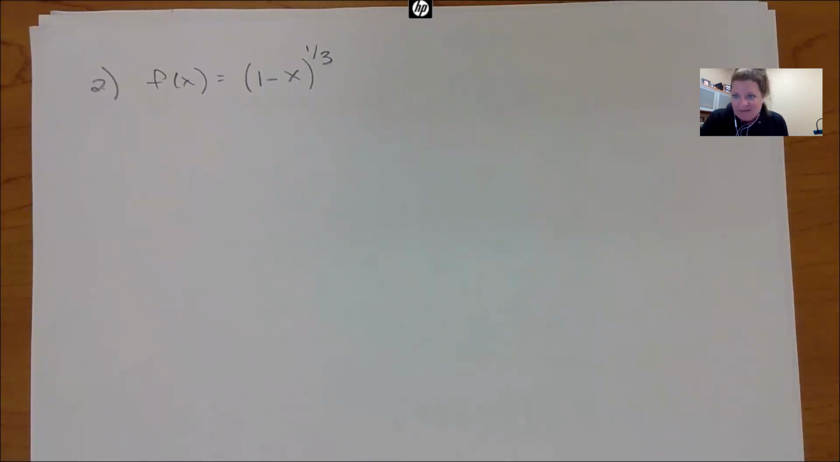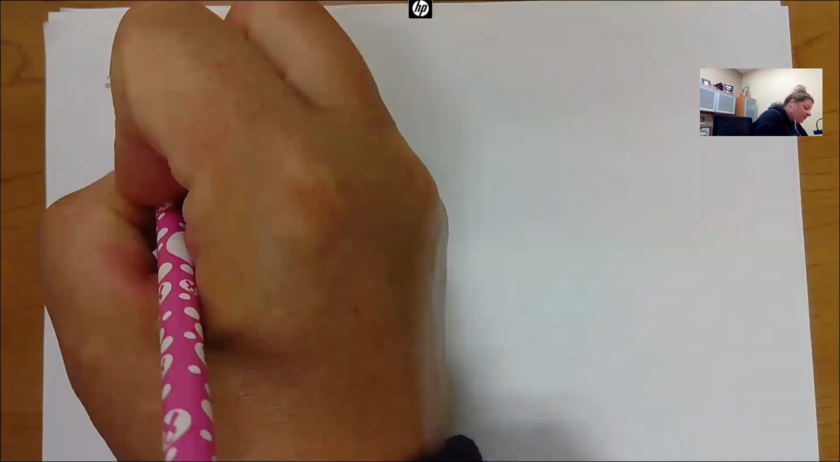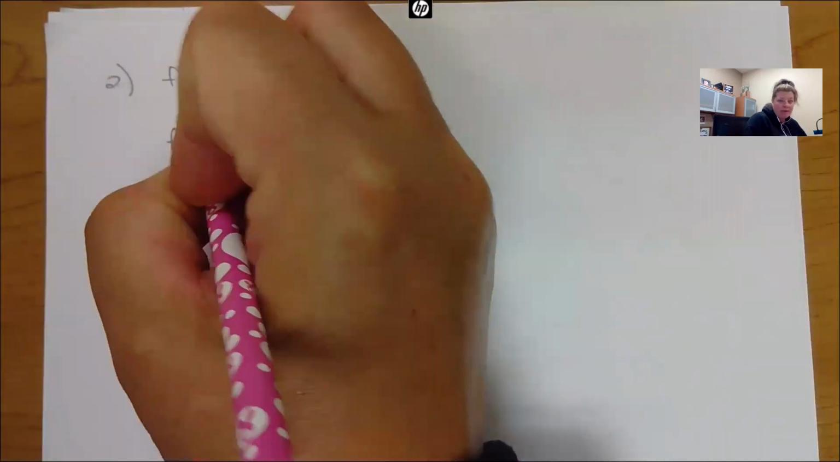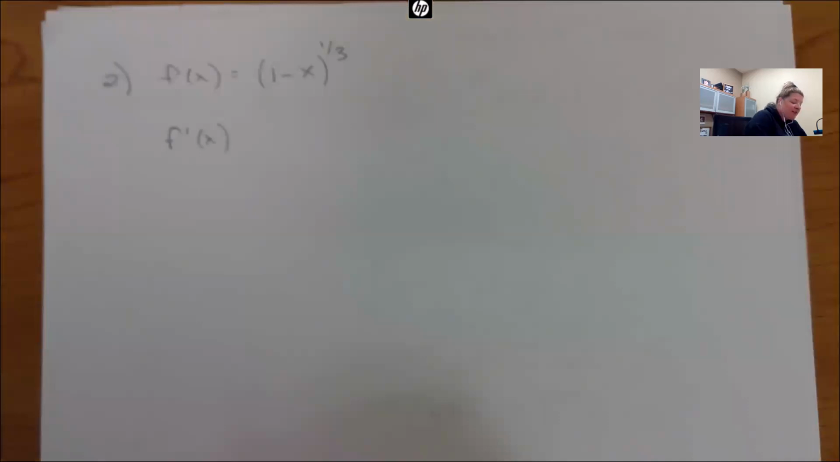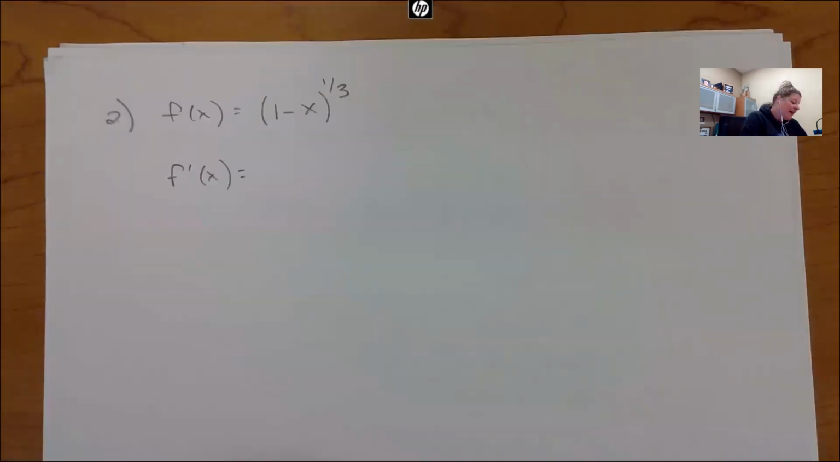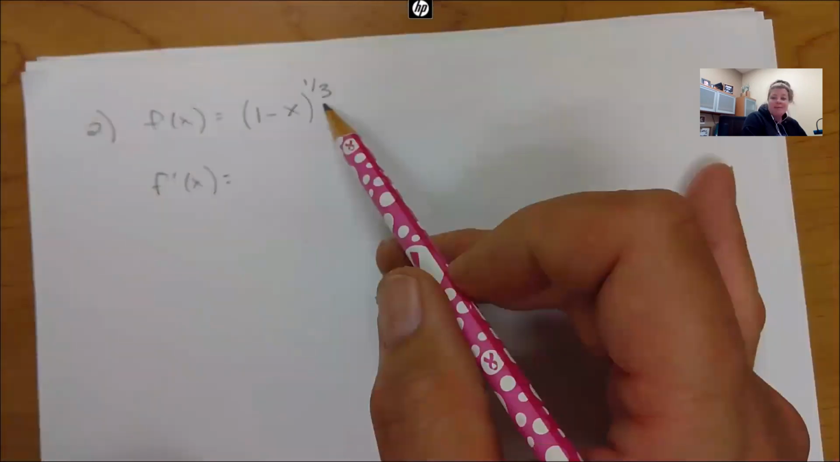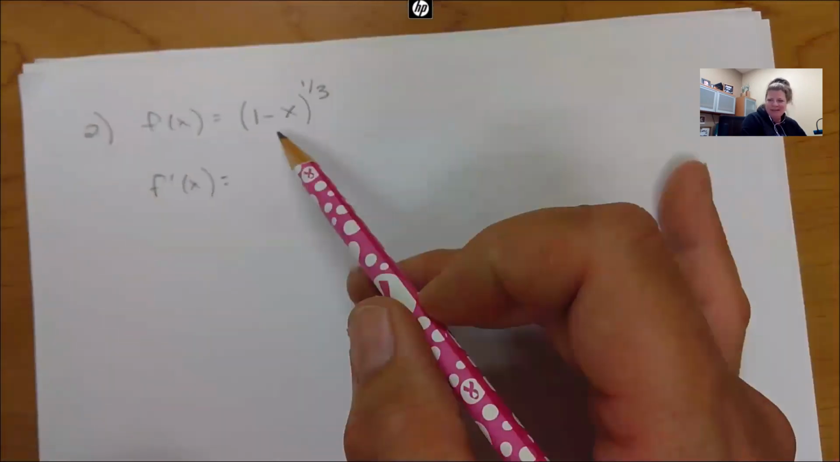Derivative. A lot of what we do starts with the derivative, right? So we start with the derivative. We have a chain rule here because you have something to a power, and that isn't just one value in there. So what did we do for the chain rule? Well, we did the outside first, and then we took the derivative of the inside.